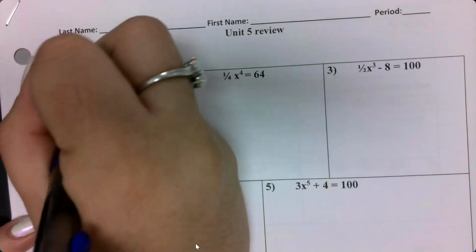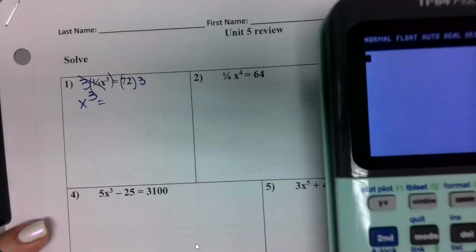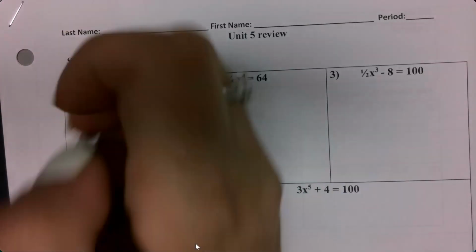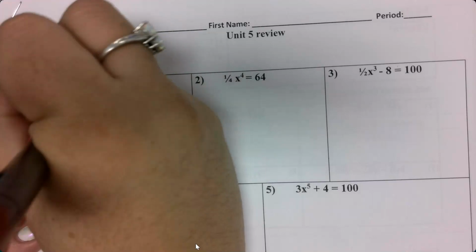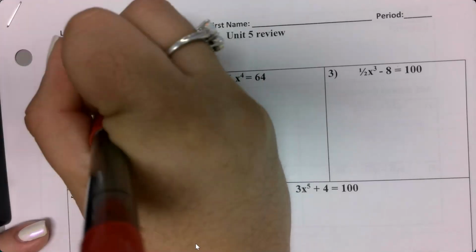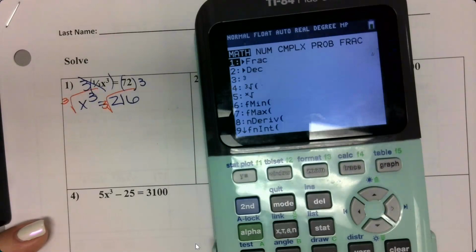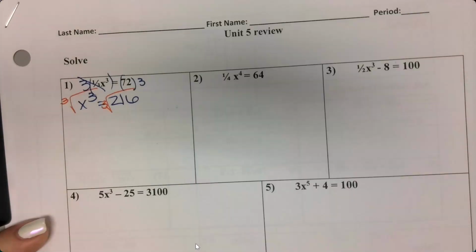That leaves me with x cubed equals, I don't know what 72 times 3 is, 216. Then I want to go ahead and take the cube root of both sides. So I can go math, and then choice 4 is my cube root. The cube root of 216 gets me 6. So here x equals 6.